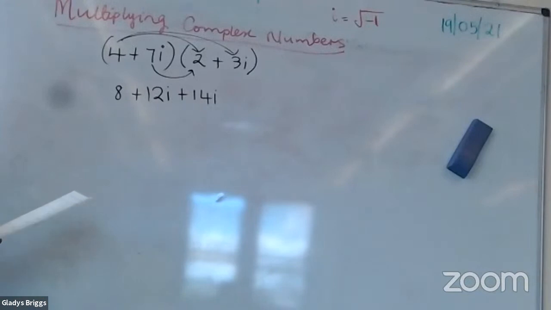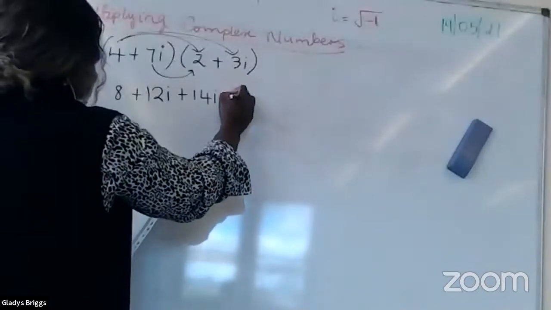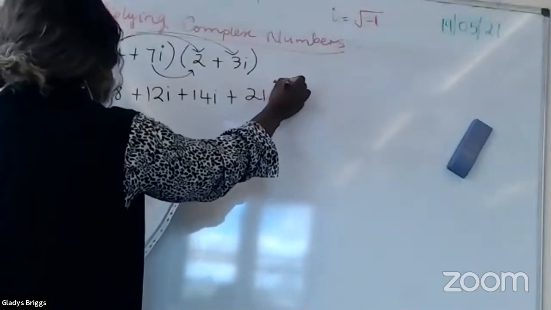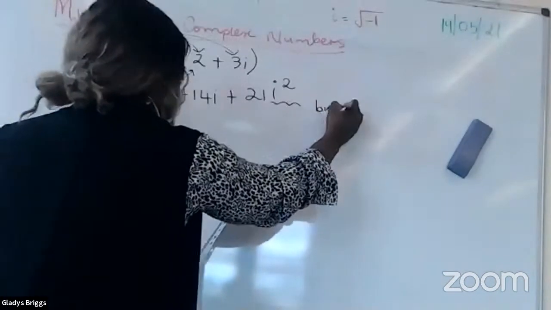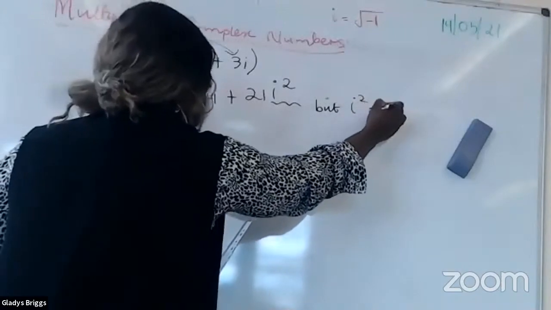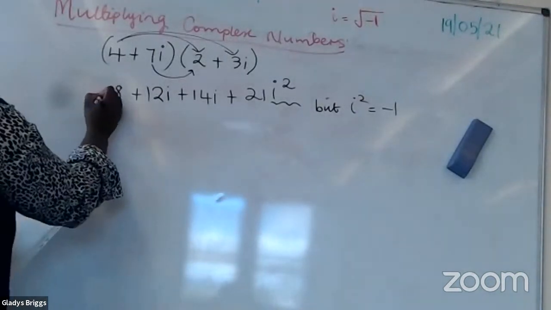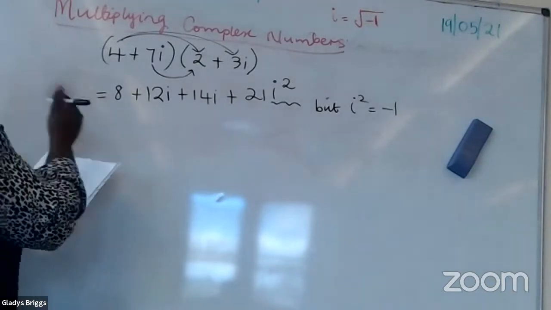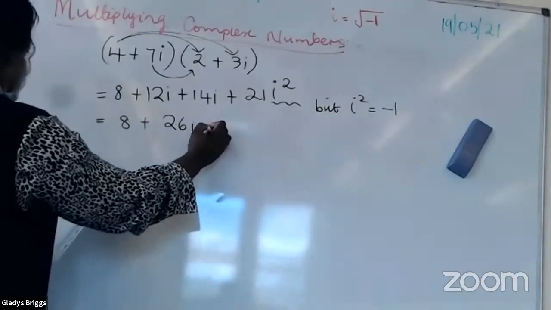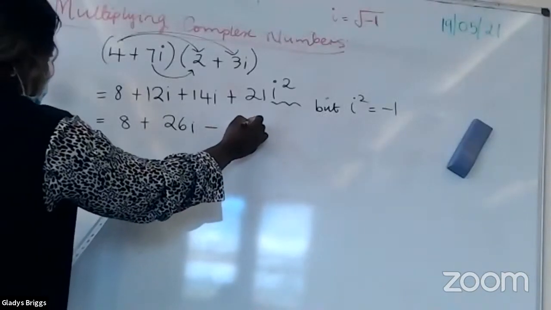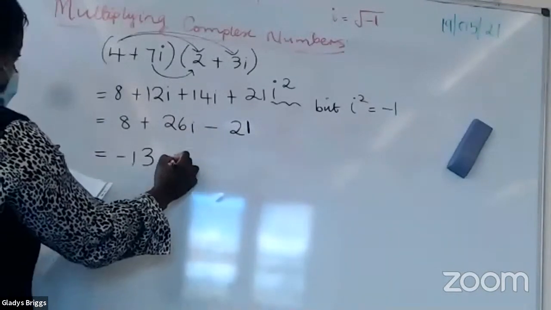Now this is where it gets a little bit tricky, so watch here. Plus 7i times 3i is plus 21i squared, okay? But i squared is equal to -1. So watch. Now your good friend is back again. So then we will have 8 plus 26i for this and this. And then you would have minus 21. Okay? 8 minus 21 is -13 plus 26i.